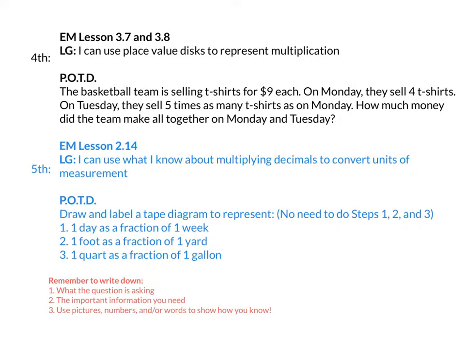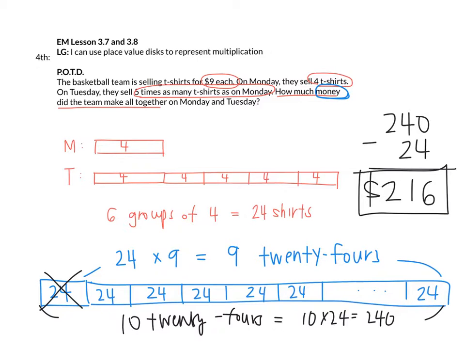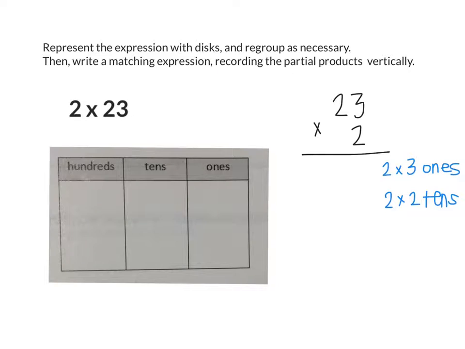Today, the whole point is we are going to learn how to use place value discs. We know what that means. That means circles on a place value chart in order to represent multiplication. Okay, today we are going to, as the learning goal said, represent multiplication using place value discs. And sometimes we might need to regroup.